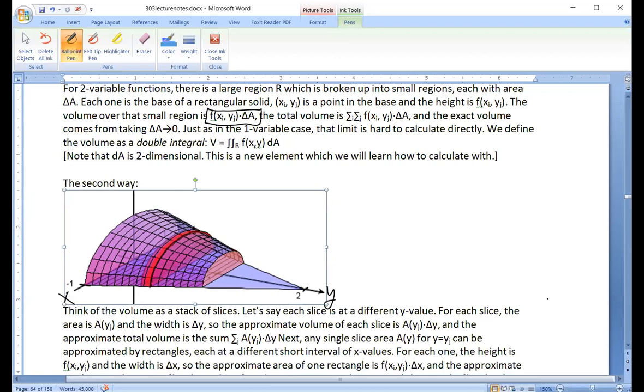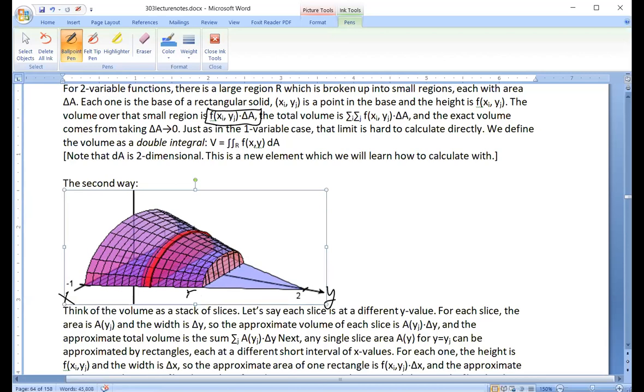But now we just said the area is some area function. How do we find area? On an individual slice, we know how to find area. We take this and we approximate it with rectangles.